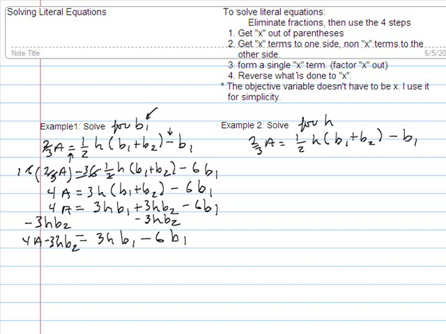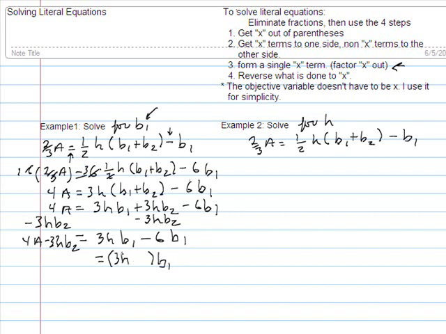Next step, it says form a single b1 term. Well, right now we have 2 b1 terms, and it says to do that by factoring out b1. So I'm going to come down here and factor out b1. I'll do it on the right side here. And I've factored it out correctly if, when I multiply back, I get what I started with.